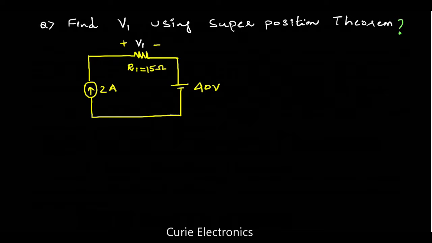This is the given problem. Find V1 using the superposition theorem. V1 is the voltage across the R1 resistor, that is 15 ohm. We have two sources, that is I equal to 2 amps and E equal to 40 volt. Now we will consider one source at a time and find the voltage V1. Then we will take the algebraic sum of these two voltages.